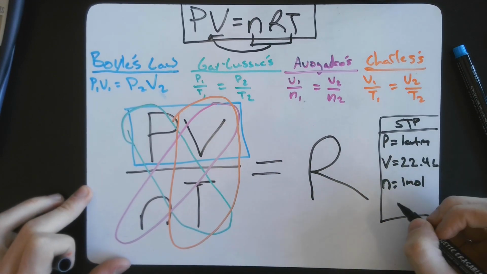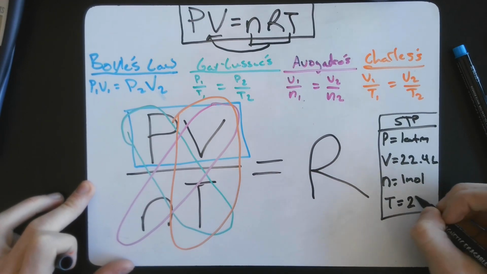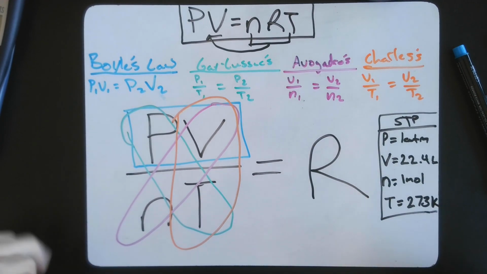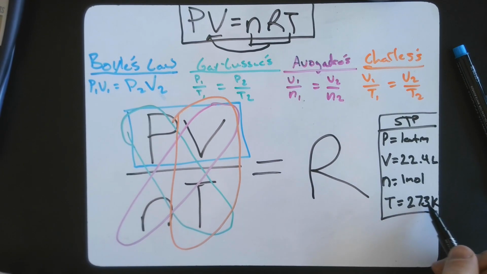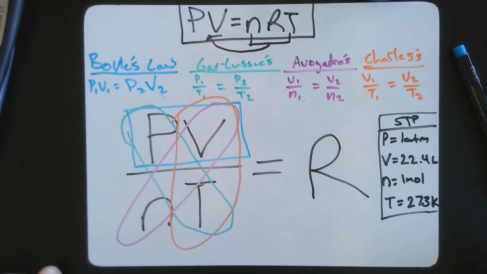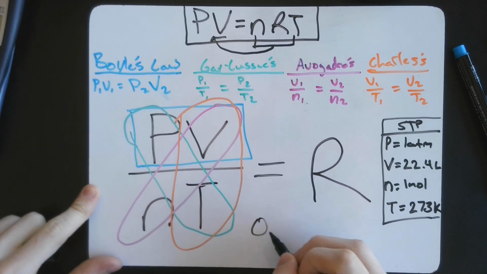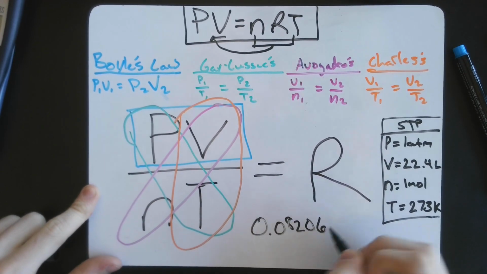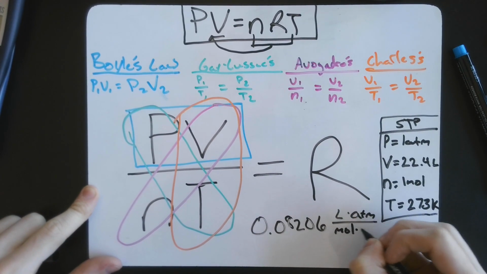And lastly, we have temperature. And temperature has to be measured in Kelvin for our gas laws here. A big clue to that is if we measured in Celsius, at 0 degrees Celsius, we would always get our R value to equal 0. But nonetheless, if you plug in all of STP, you get that R value, which is 0.08206 liters times atmospheres over mole times Kelvin.